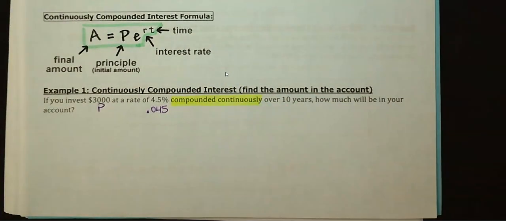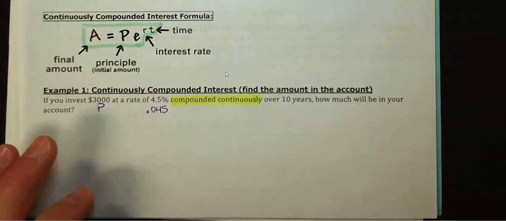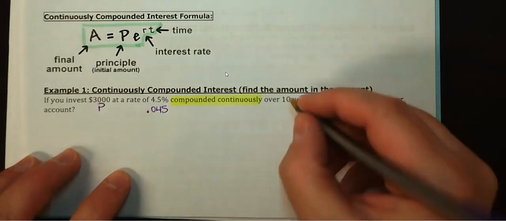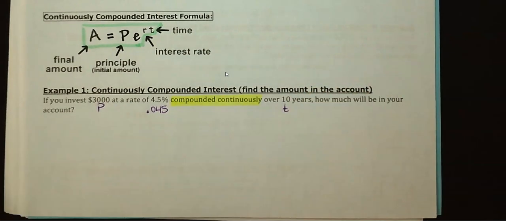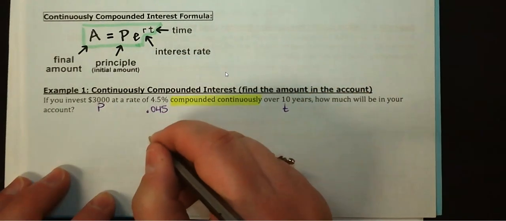You are looking for the wording "compounded continuously." It doesn't say monthly or semi-annually. It says compounded continuously. That's how you're going to know that e is going to replace that little set of parentheses in the compound interest formula. And then this one for time is 10 years. This is a little bit easier to do because it's fewer things to plug in.